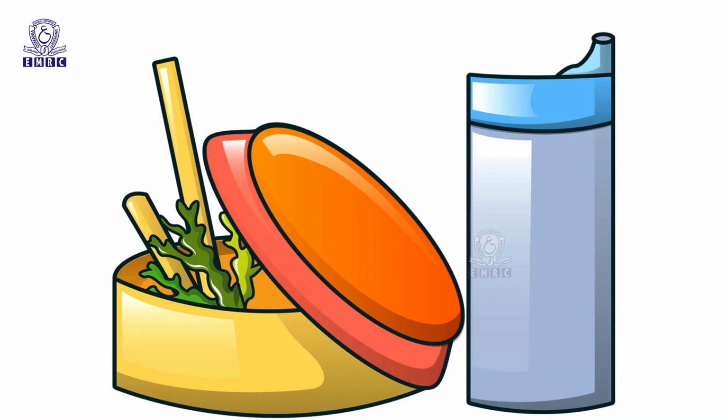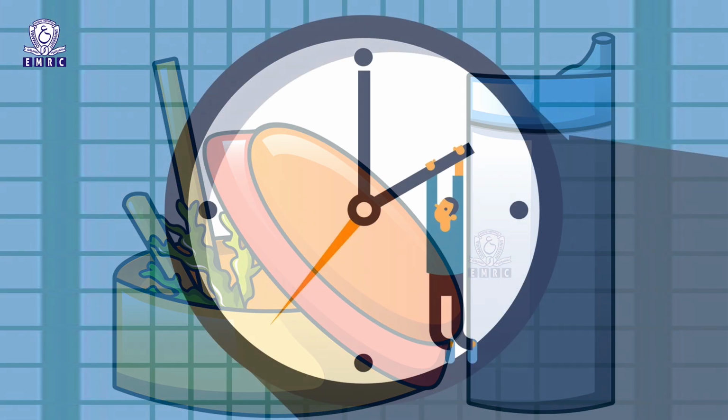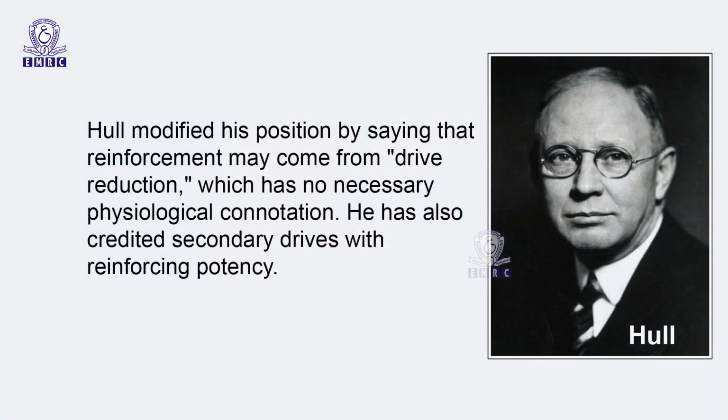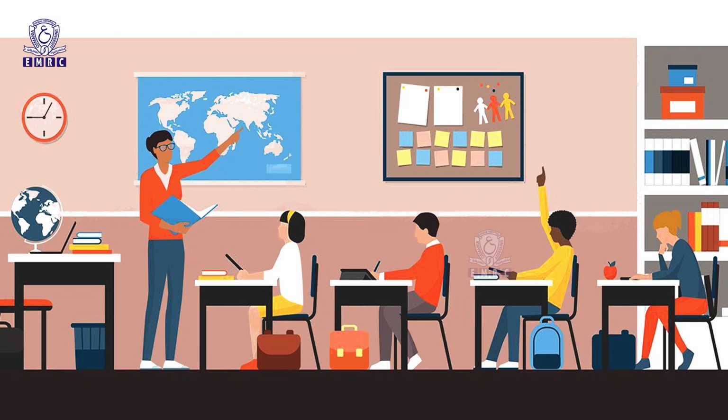There may be reinforcement from food or water almost immediately, whereas time would be necessary to re-establish bodily equilibrium. So, Hull modified the position by saying that reinforcement may come from drive reduction, which has no necessary physiological connotation. He has also credited secondary drives with reinforcing potency. It is clear that such drives do develop and subsequently play an important role in learning.